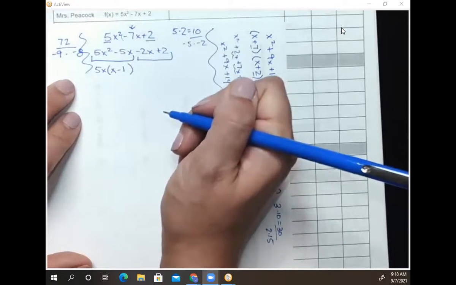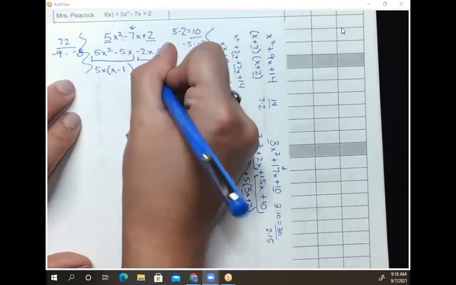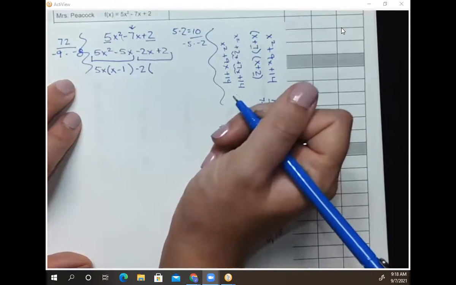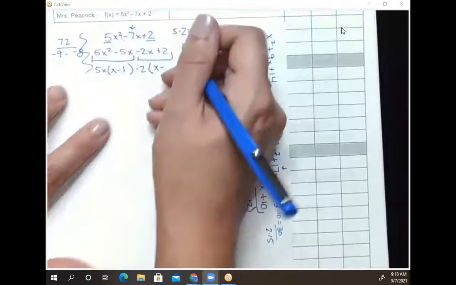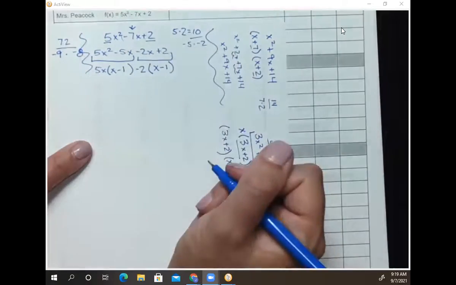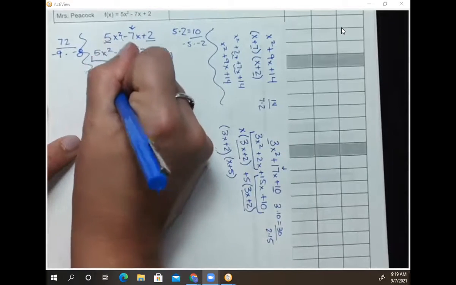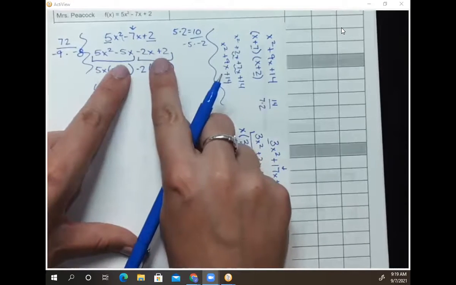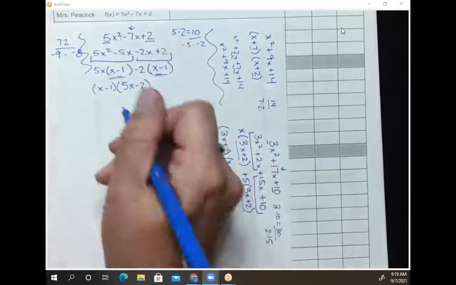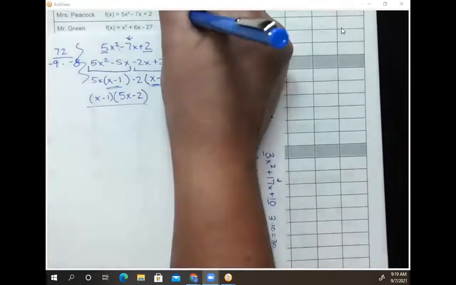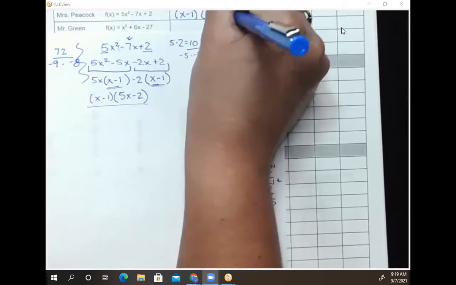How about for the second group? What's my GCF? 2. And since the group starts with a negative, I'm going to take -2 out. What's left when I factor out -2? Minus. Change the sign. Okay. Now my stuff in parentheses is the same. So that's my GCF. And then I'm left with 5x minus 2. And there's my factored form. So this would be x minus 1 times 5x minus 2.